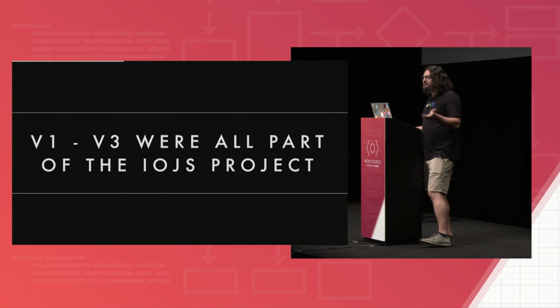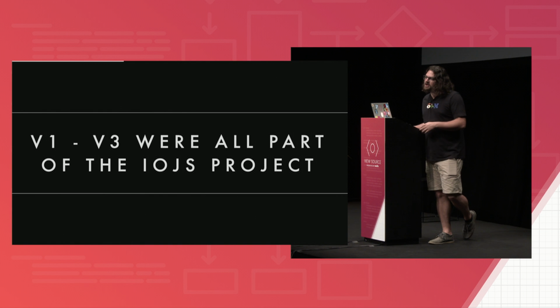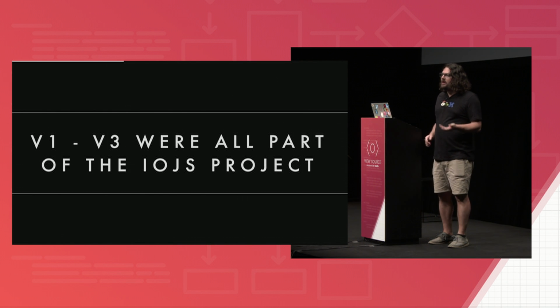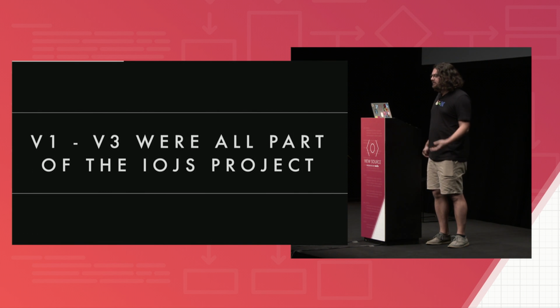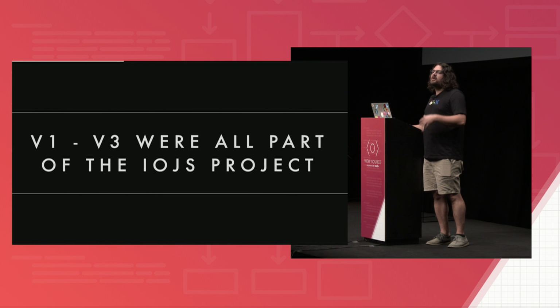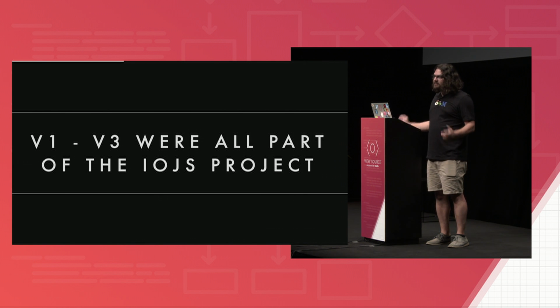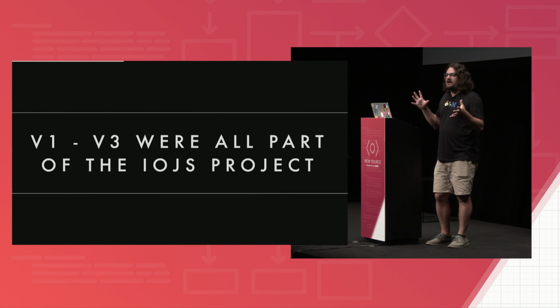So V1 through V3 were all part of the io.js project, and these were all updated constantly based on semantic versioning. The project moved extremely quickly in a short period of time, moving from V1 to V3. It was not about specific release cadences. It was basically whatever had landed in master, they just did a bump based on what made sense.